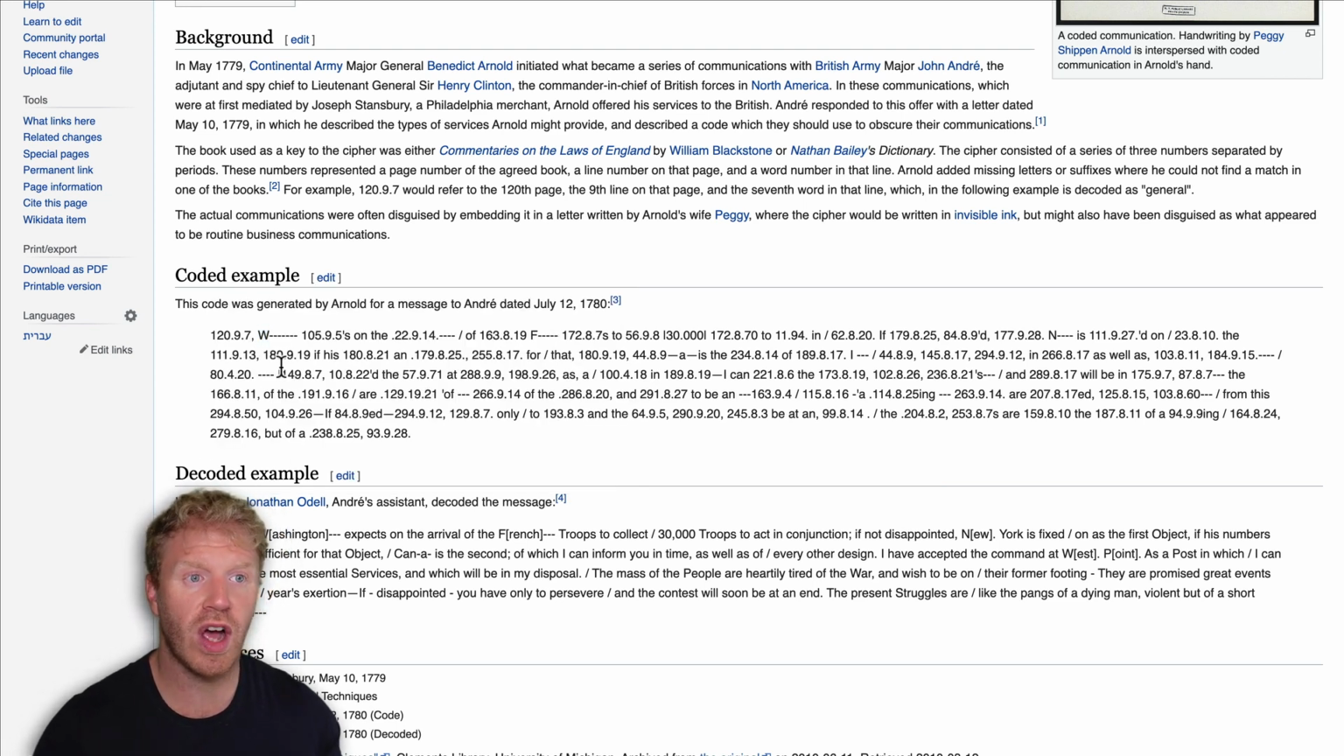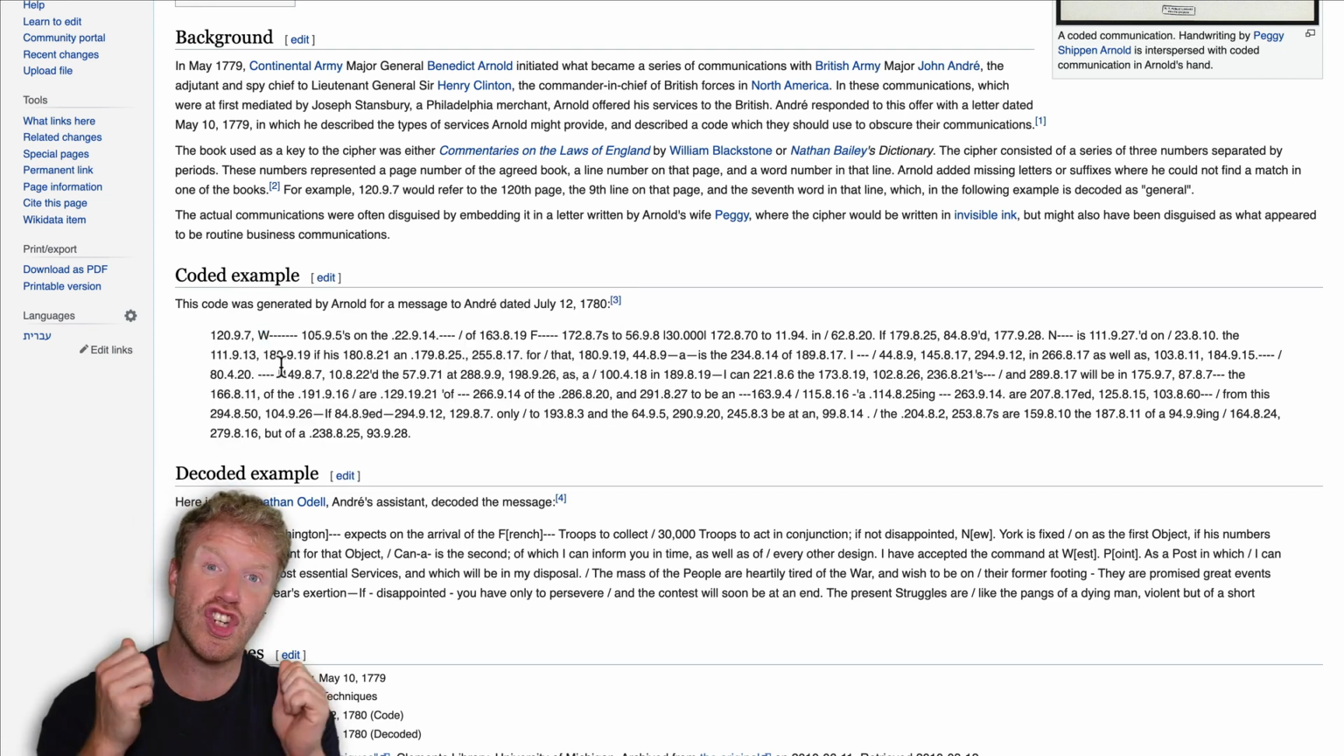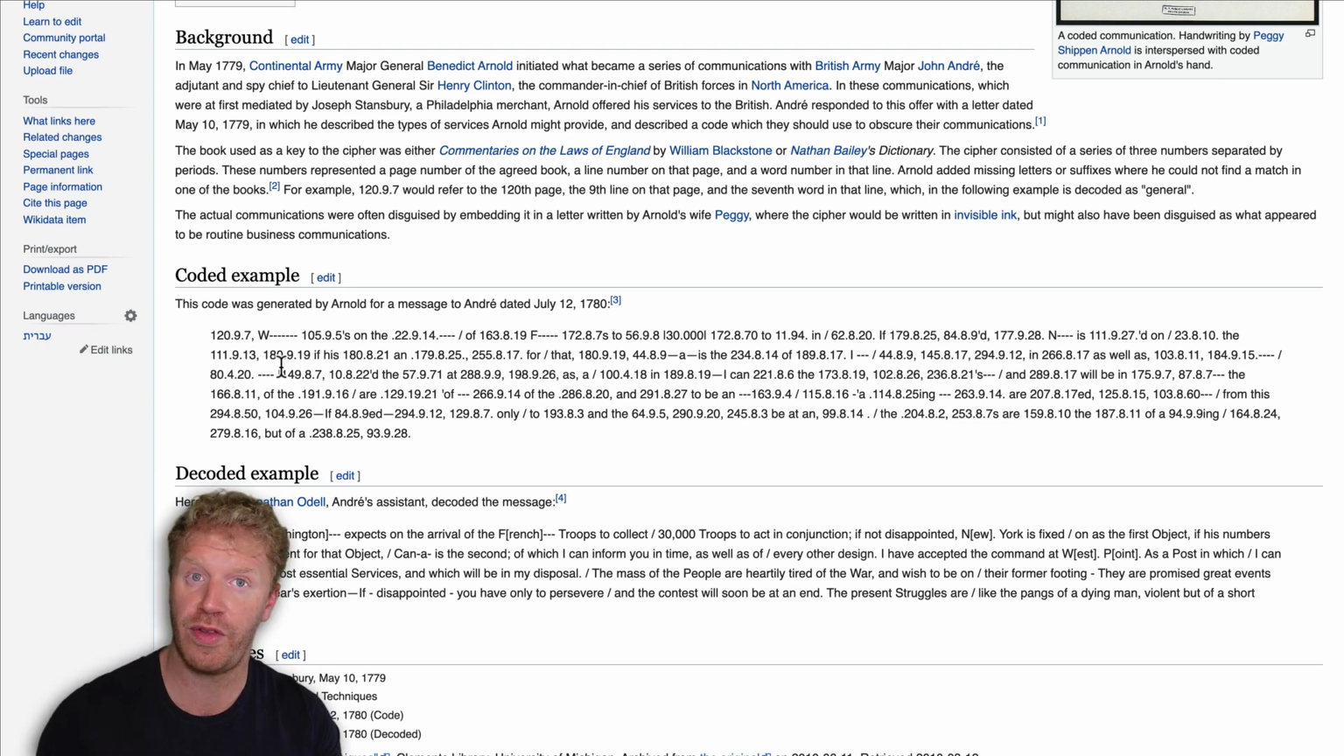So at its core, the idea of this is simply that you need a shared plain text with another party. And once you have that plain text, you can look up references within it on a word or letter basis to construct your secret message.